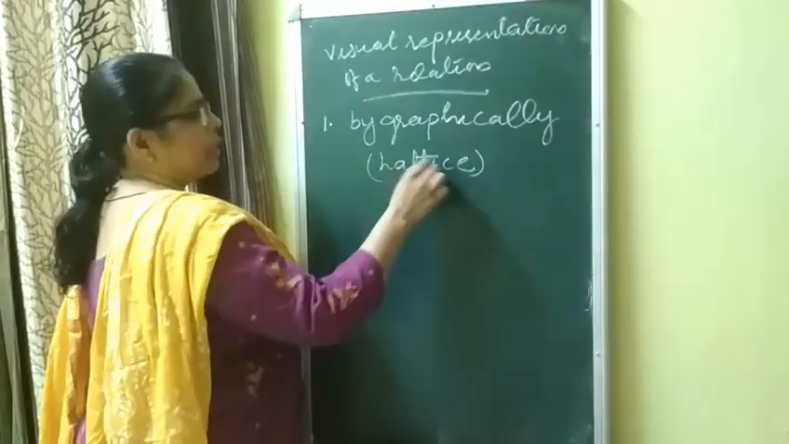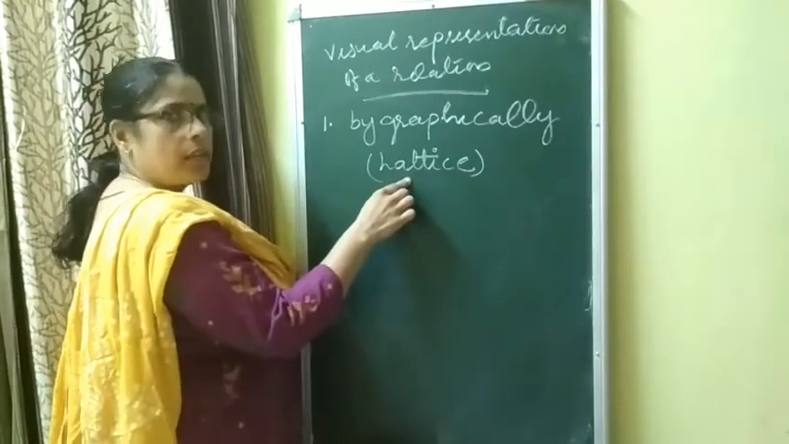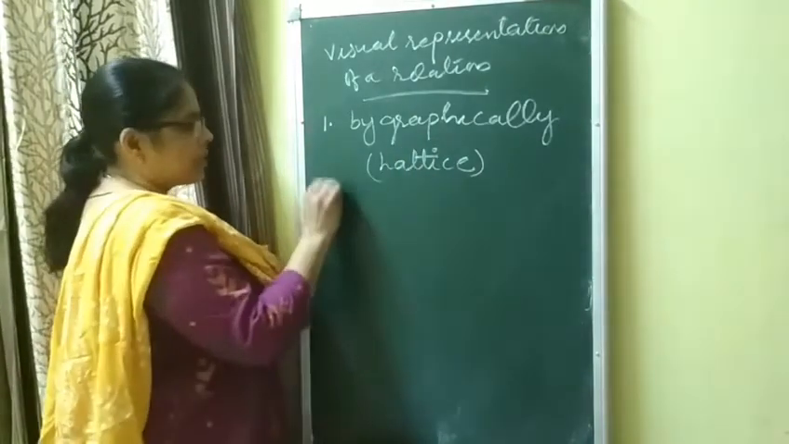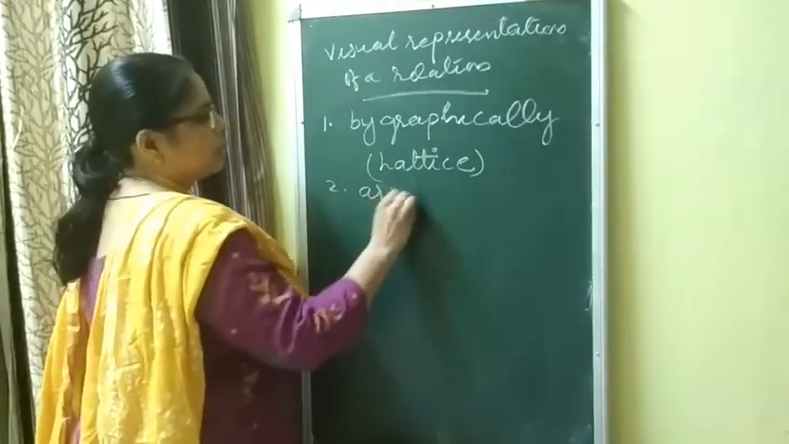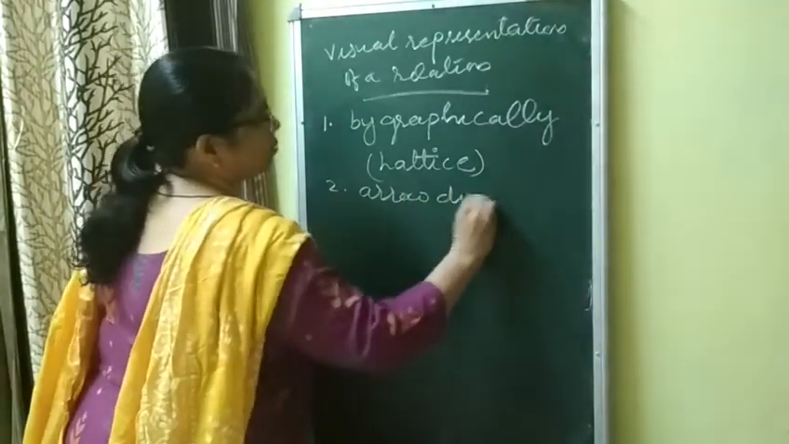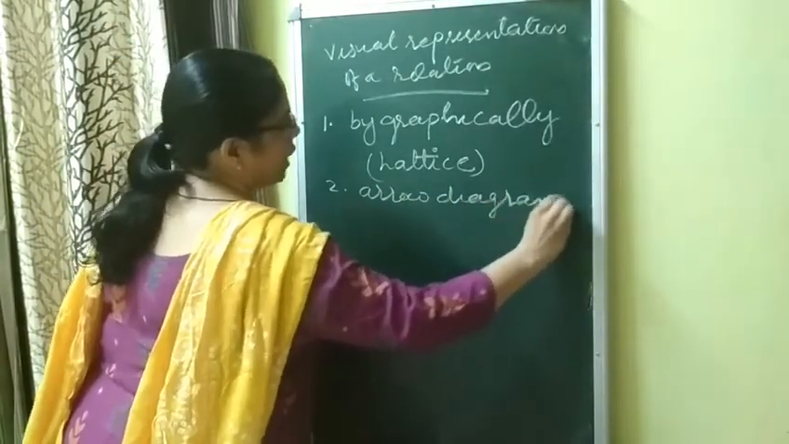Don't get frightened by the word. Lattice means graphically. Second one, like in Cartesian product, is the arrow diagram.